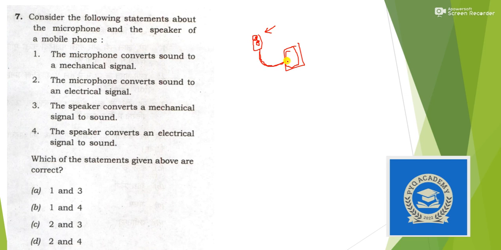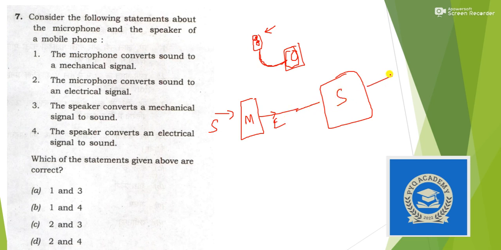Then there is a box, then there is a speaker. So let's try to understand the input and output mechanism. In a microphone, the input is sound wave, but the output is electrical energy. Exactly the opposite happens with the speaker: the input is electrical energy and the output is sound energy. Now let's try to find the options. The microphone converts sound to a mechanical signal. Wrong. A microphone converts sound to electrical signal. Yes, this is true. The speaker converts a mechanical signal to sound. No, it converts electrical signal to sound. So this is wrong. Then the speaker converts electrical signal to sound. So our answer is option 2 and option 4. So here the answer should be option D.